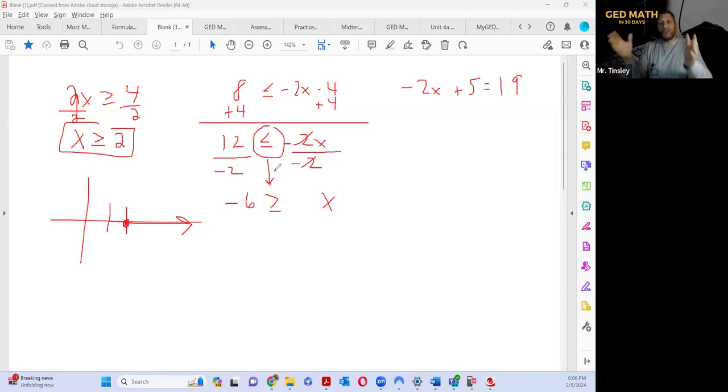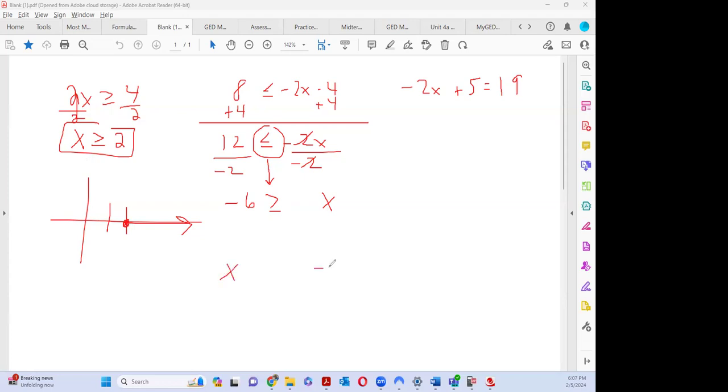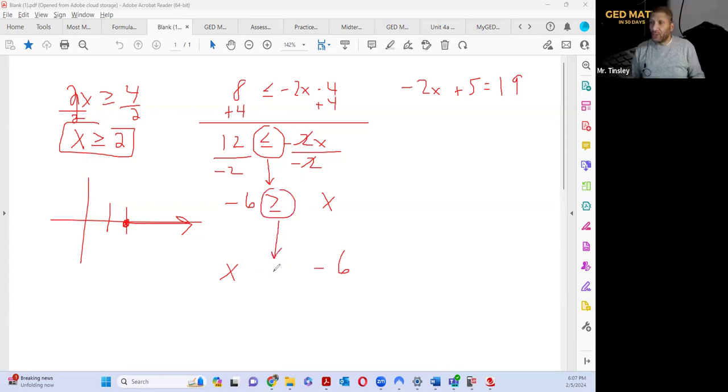The next step is, for inequality, we always want our variable on the left. So here, we're going to switch the two values. We're going to put x over here, minus 6 over here. But again, you got to switch the inequality, so it comes back to less than or equal to. So this answer will be x less than or equal to minus 6. That means minus 6, minus 7, minus 8, minus 9, anything lower than minus 6.